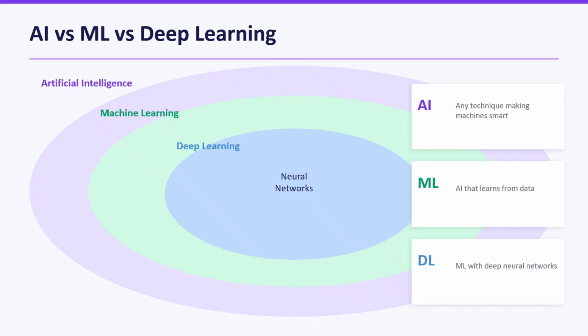When you use ChatGPT or Google Translate, that's deep learning doing the heavy lifting. When a bank detects fraud, that might be traditional ML. When a thermostat adjusts temperature, that could be basic AI rules. Different tools for different problems.